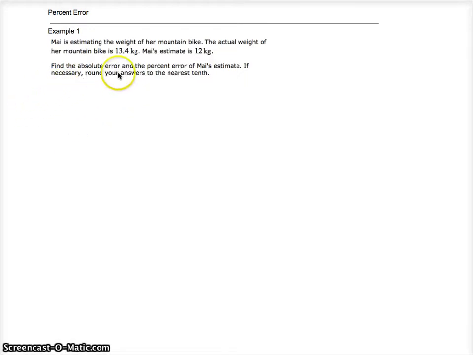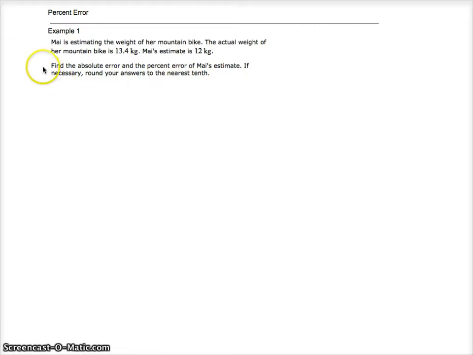Today we're going to look at how to find the percent error and the absolute error of two given problems or two given scenarios in the same problem. So in example 1 it says May is estimating the weight of her bike. The actual weight of her mountain bike is 13.4 kilograms and May's estimate is 12 kilograms. Find the absolute error and the percent error of May's estimate. If necessary, round your answers to the nearest tenth.